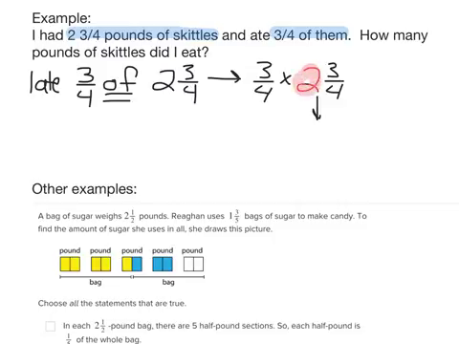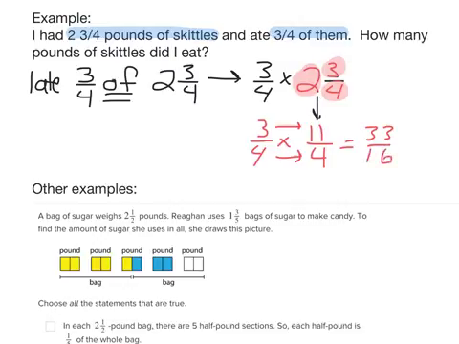the 2, the whole number, times the denominator. 2 times 4 is 8, plus 3 is 11, and the denominator is still 4. So 2 3/4 is equal to 11/4. And now I'm going to multiply 3/4 times 11/4. So I'm going to multiply straight across. 3 times 11 is 33. 4 times 4 is 16. So I ate 33/16 pounds of Skittles.